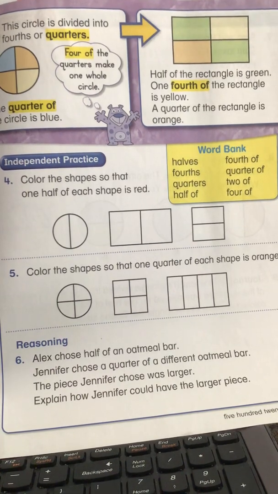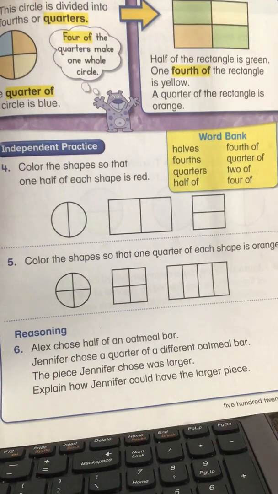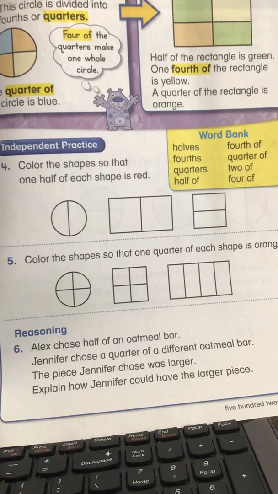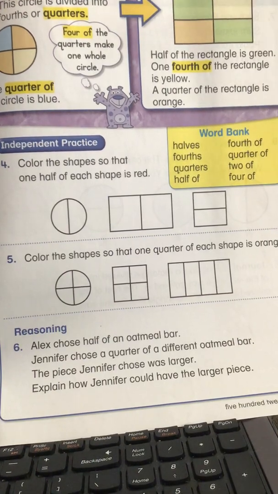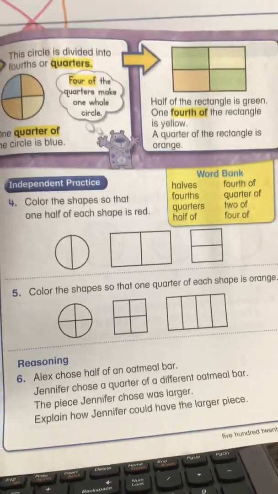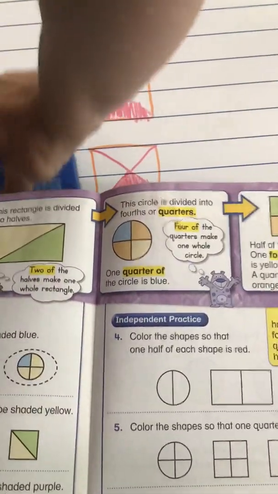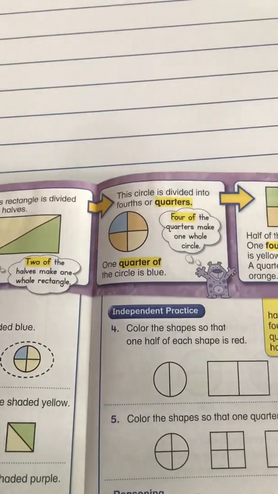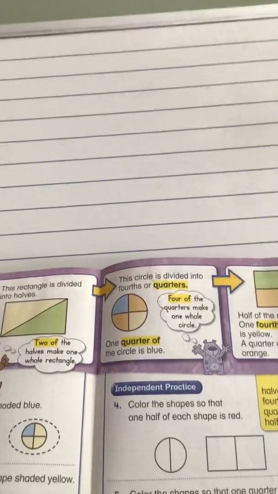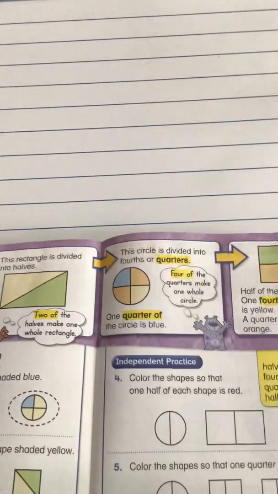Go down below to number 6. Alex chose half of an oatmeal bar. Jennifer chose a quarter of a different oatmeal bar. The piece Jennifer chose was larger. Explain how this could be. All right, so watch up here. This can be tricky. So if you have a brother or sister who's trying to trick you out of a cookie or a piece of a candy bar, don't get tricked.